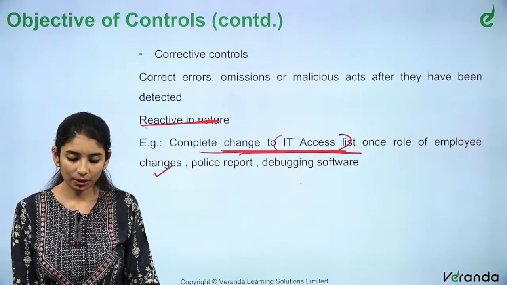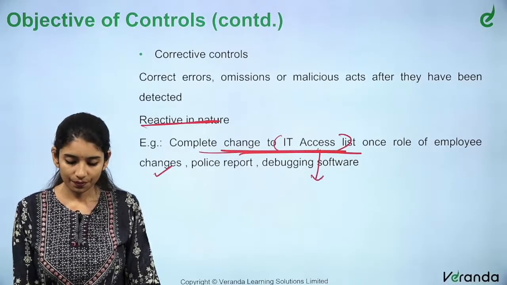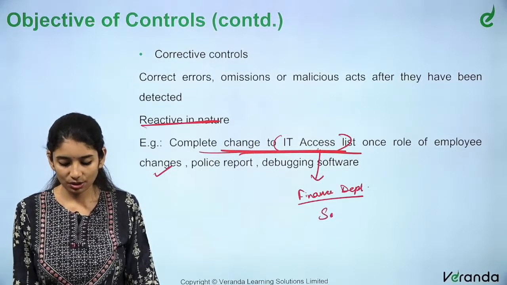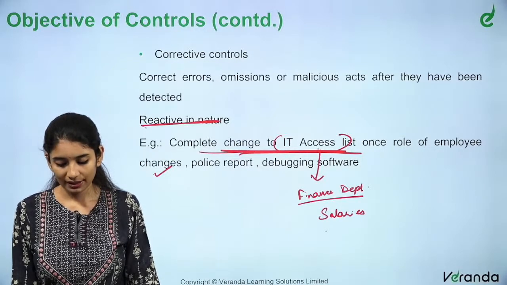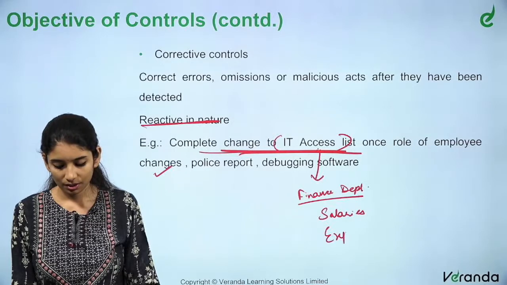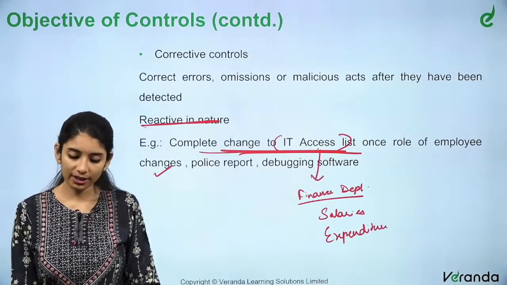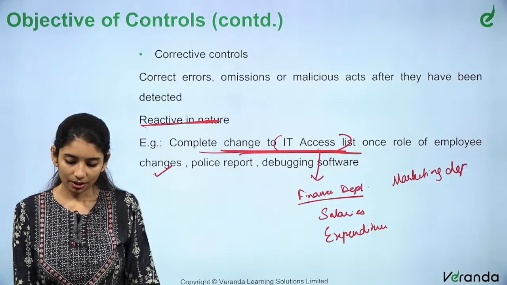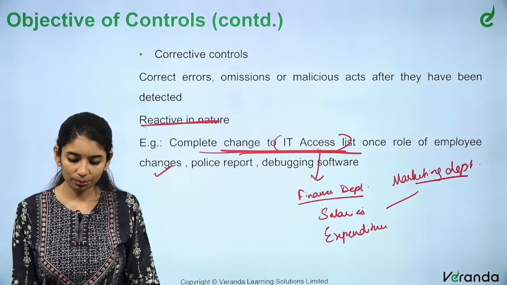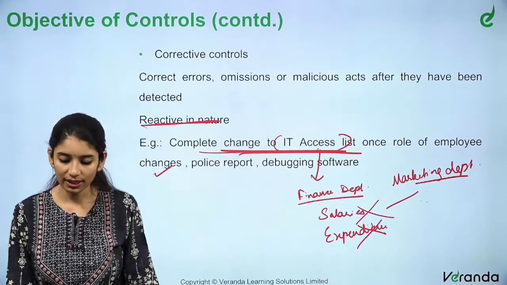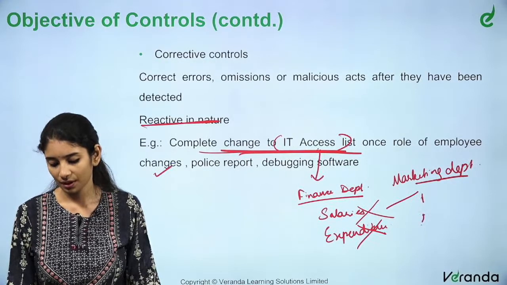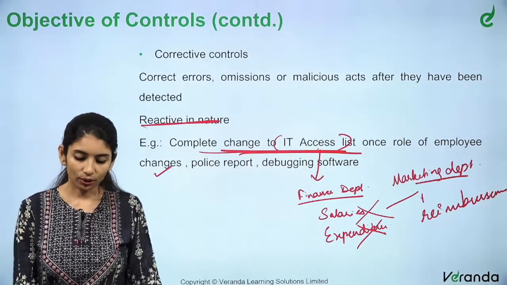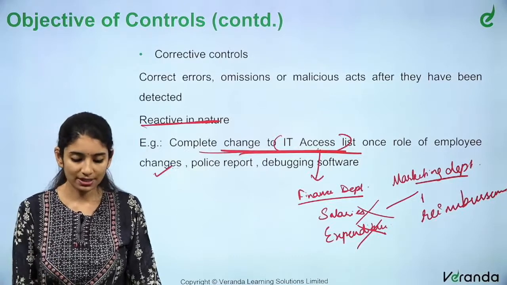So for example, if someone was in the finance department, he would have access to payment of salaries and recording of expenditure. But from the finance department, he's moved to, say, the marketing department. So I will now remove his salaries access and his expenditure access. He can only give a reimbursement claim for any expenses that can be made. Complete change to the IT access list once the role of the employee changes is a corrective control.